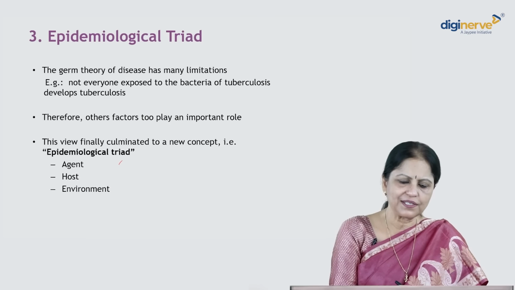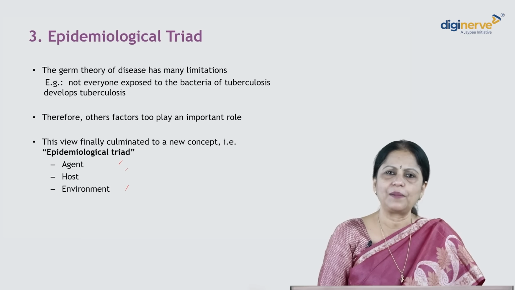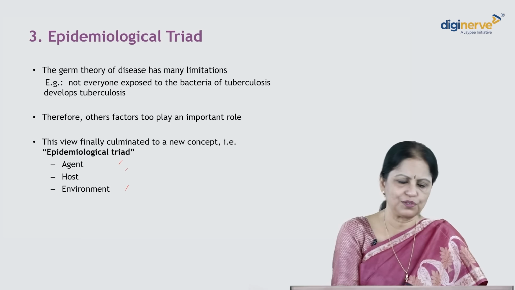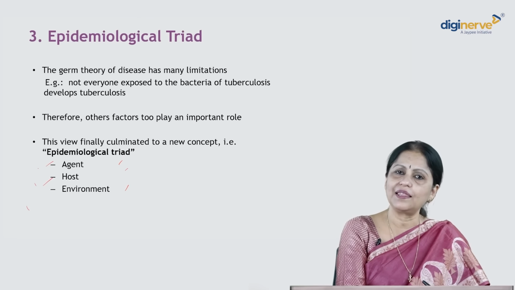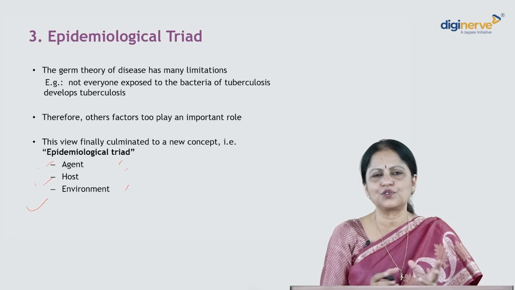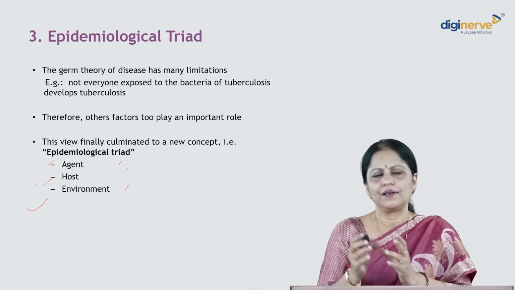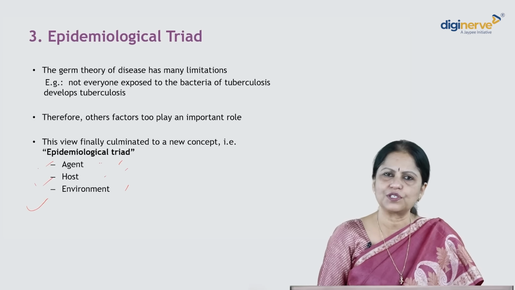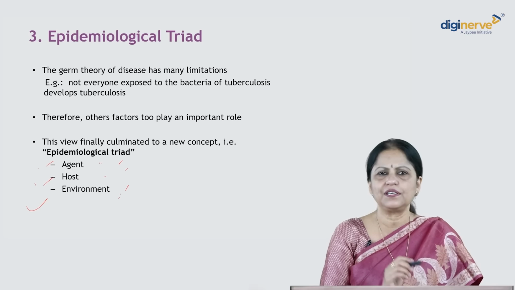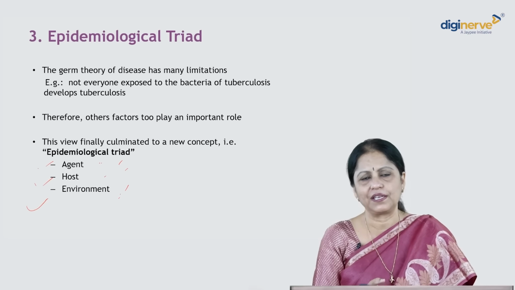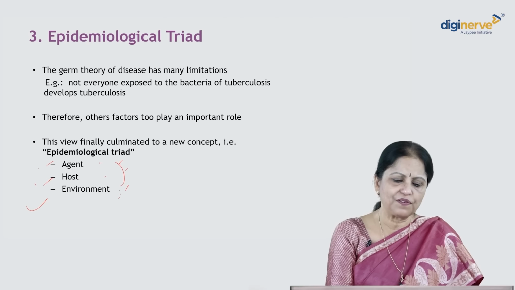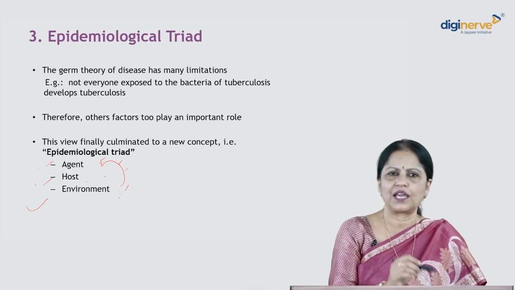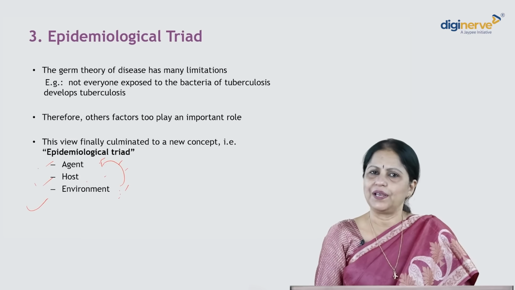That is why it came as the epidemiological triad, a triad of 3 factors. What are those? The agent, the host and the environment. Everything should be together responsible for this. So if the agent is present and the susceptible host is there, but the environment is very good, it may not happen. The environment should be favorable for the bacteria to thrive and infect the host, and only then will the disease occur.